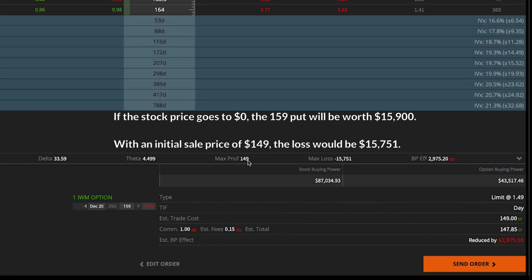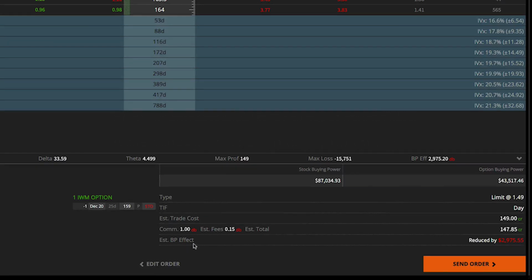Now, since the loss potential is so significant, I have to put up what is called a margin requirement. So the estimated buying power effect is stated to be just under $3,000, which means if I want to sell this put option without any protection against it, I need $3,000 in my account to initiate this trade.